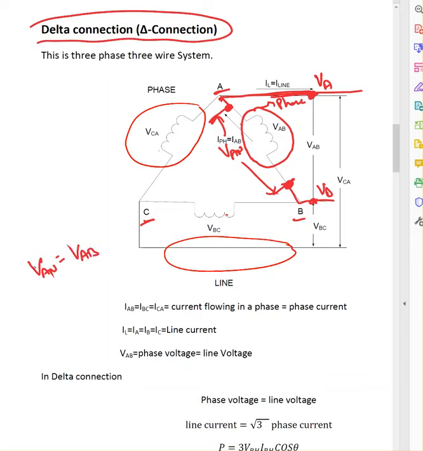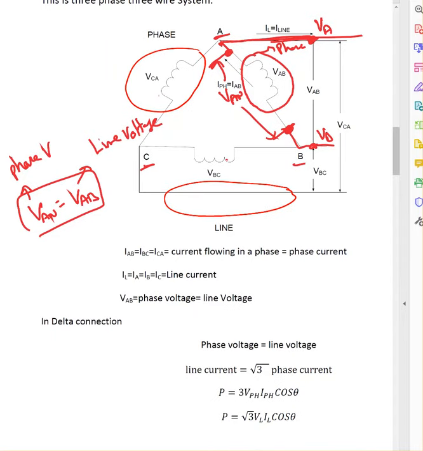So basically this is phase voltage, okay, and this is line voltage. So in delta, phase voltage equals line voltage. That's one important point. Whereas in star, line voltage equals root 3 times phase voltage.